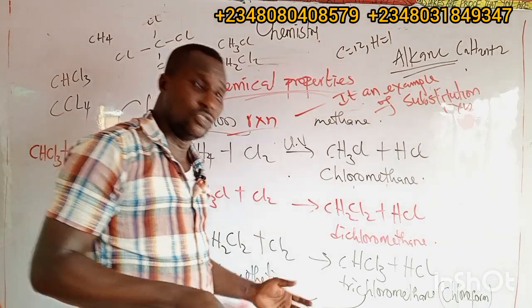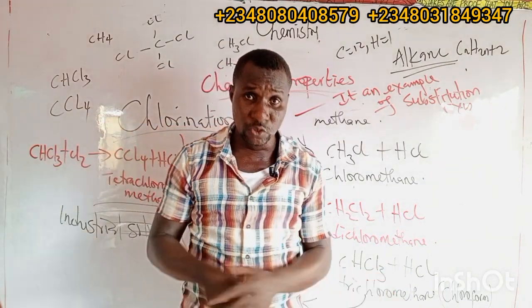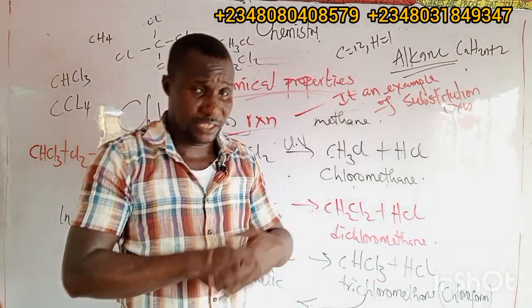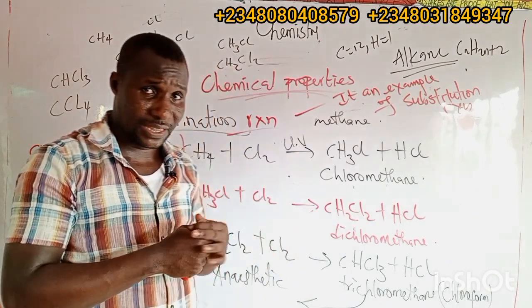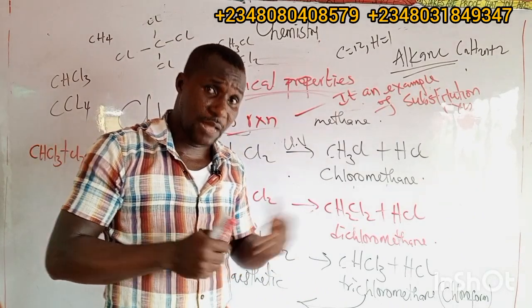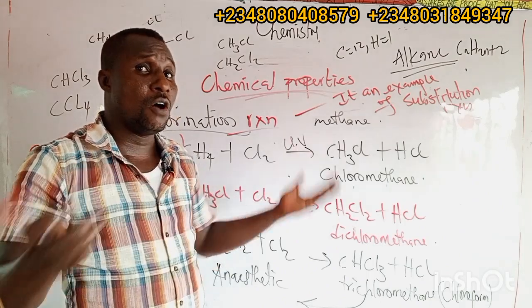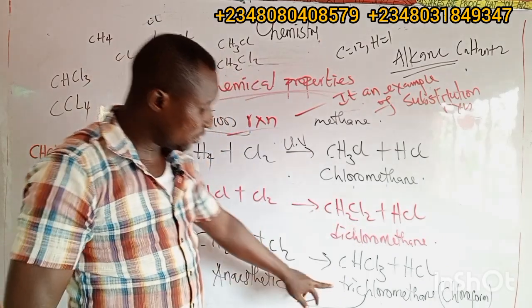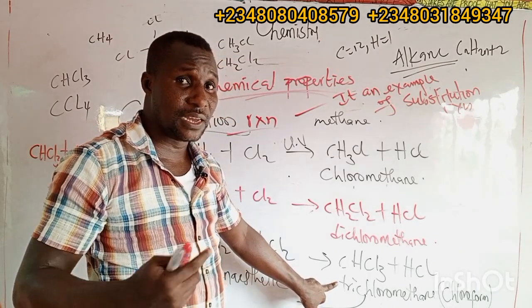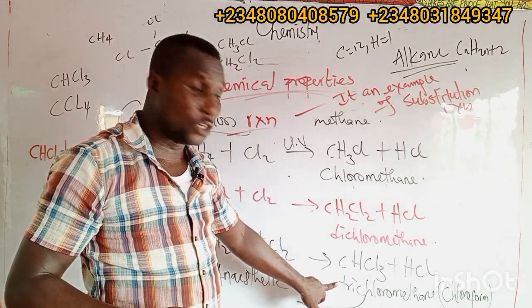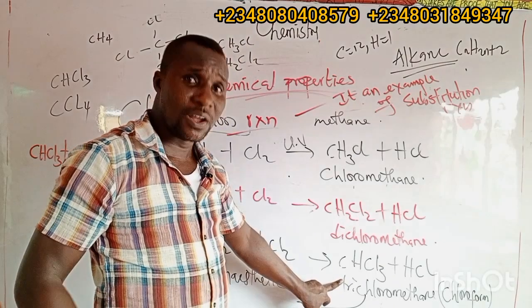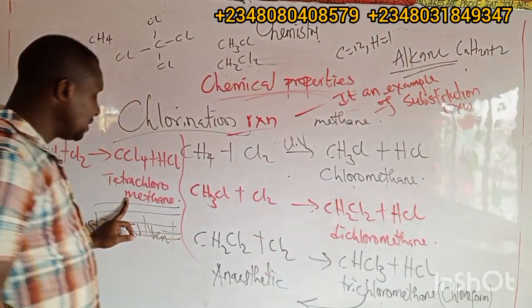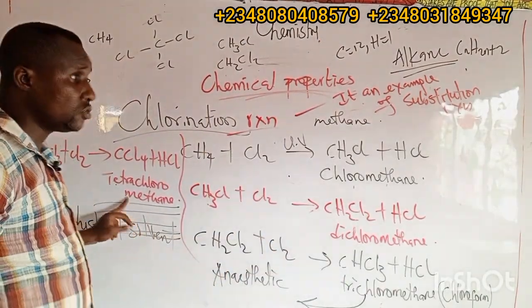And take note, another use of methane is that it can be used as fuel. It is a major component of natural gas, and it can be used in the production of other compounds. Take note, trichloromethane can be used as an anesthetic during surgical operation, and it's a good organic solvent. Tetrachloromethane is a good organic solvent.